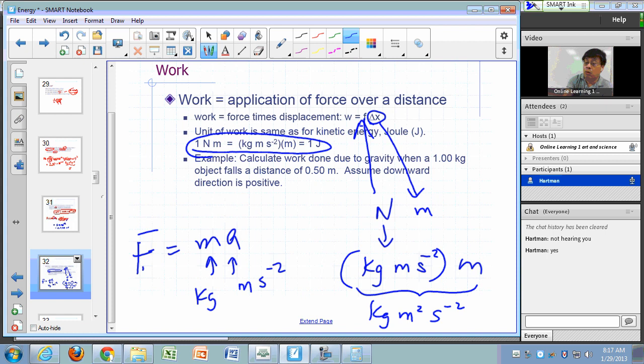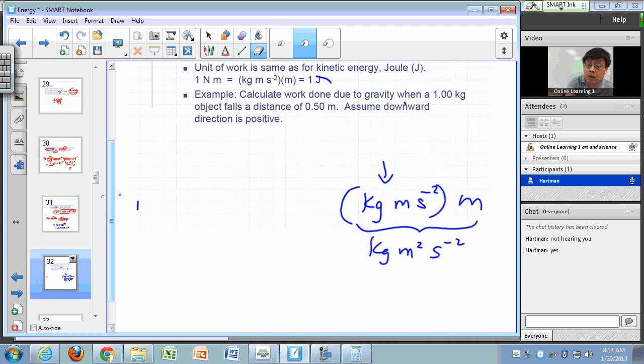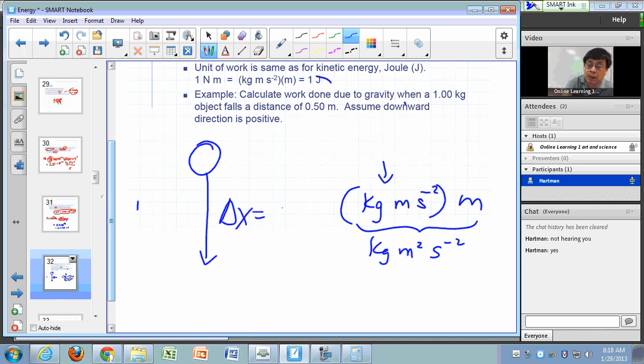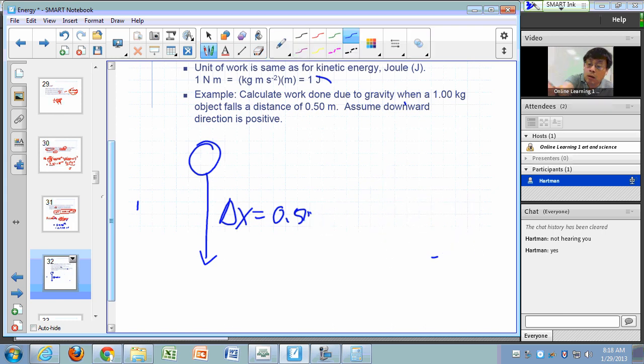So let's calculate the work done due to gravity when a 1 kilogram object falls a distance of half meter. Let's just assume the downward direction is positive. So we have an object here that falls a distance of half a meter. So your delta x is going to be 0.50 meters. I'm just going to take the downward direction as positive. So the force of gravity is also downward, so the force is positive.